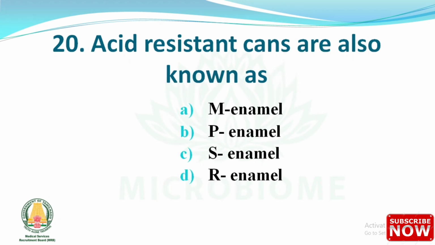And next question, acid resistant cans are also known as, the options, M enamel, P enamel, S enamel, R enamel. The right answer, option D, R enamel.